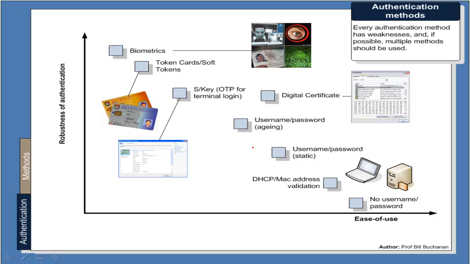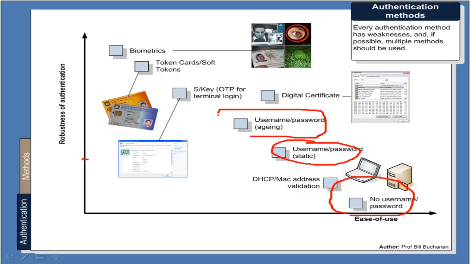Each of these areas vary in their ease of use and also in their robustness. Usernames and passwords are usually fairly easy to use, but they suffer in terms of authentication. So we typically use things like aging usernames and passwords, and they become more robust. Digital certificates are reasonably easy to use and have a reasonable level of authentication. As we go up, the uses of soft cards and tokens are not so easy to use, but are highly robust, and at the very top we have biometrics, which are sometimes difficult to use.